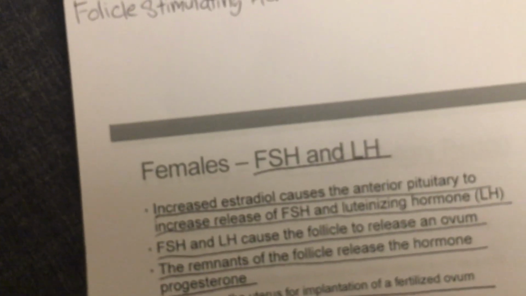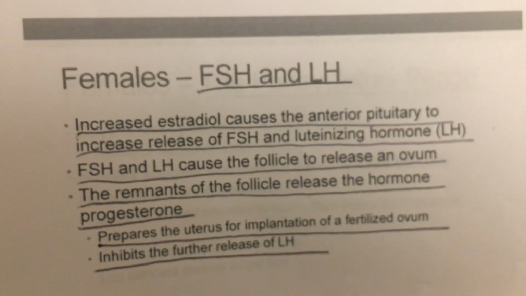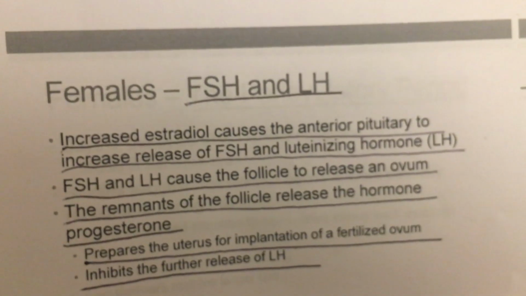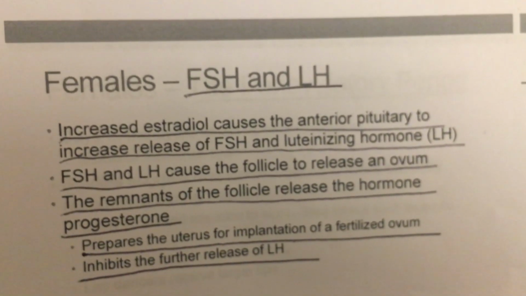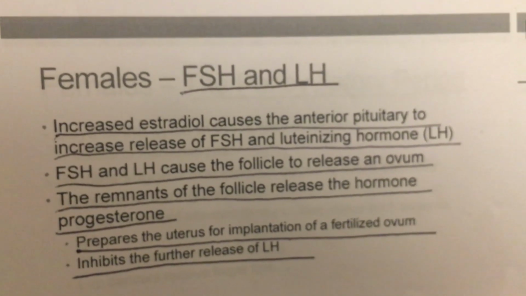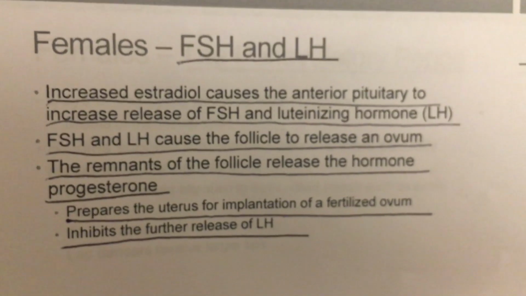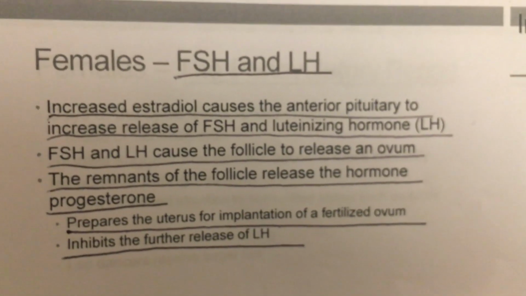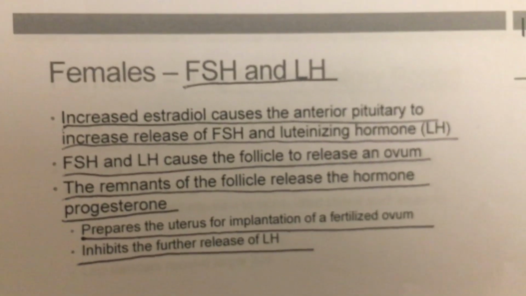Increased estradiol causes the anterior pituitary to increase the release of FSH and luteinizing hormone, LH. FSH and LH cause the follicle to release an ovum. The remnants of the follicle release the hormone progesterone, which prepares the uterus for implantation of a fertilized ovum and inhibits the further release of LH.